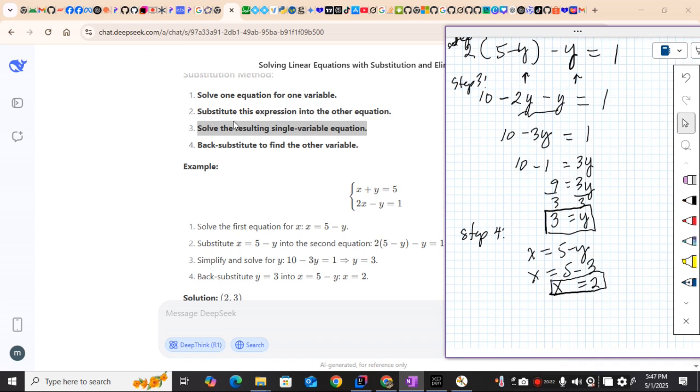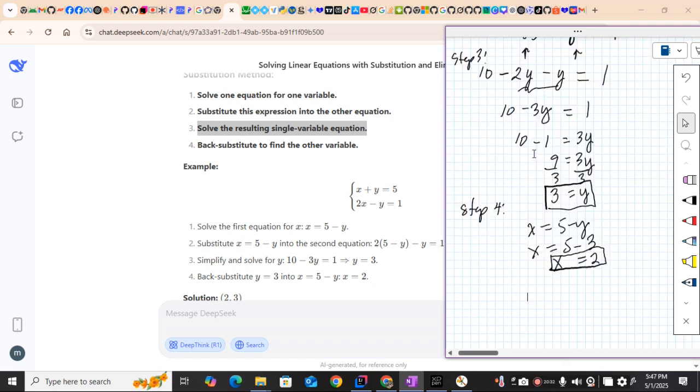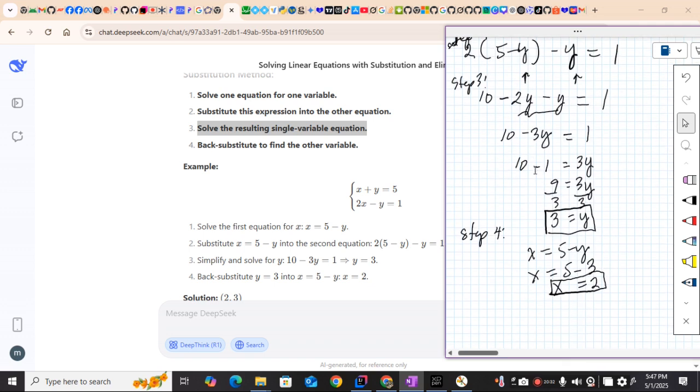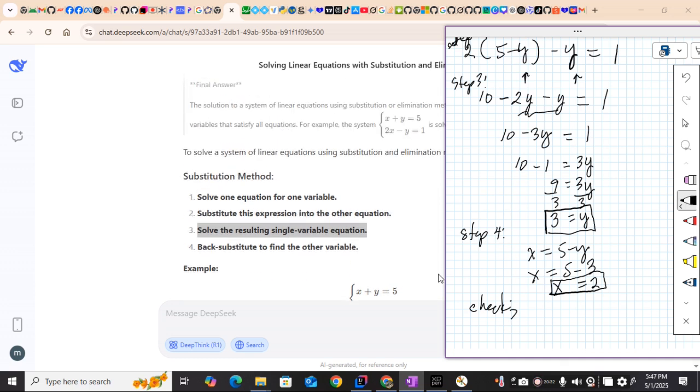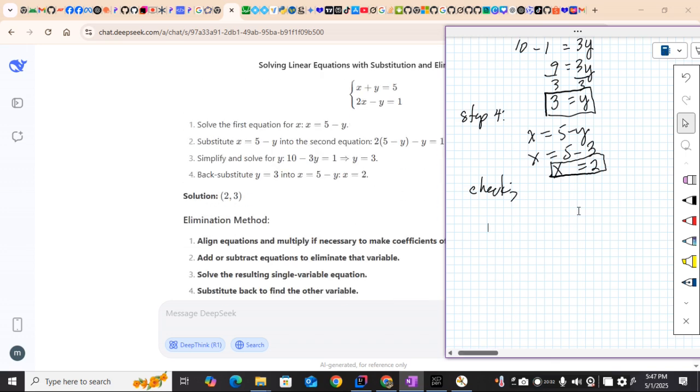Now, of course, we can try to provide a check. An additional step is for us to check so that you could be assured of your answer. Again, let's use the other equation, which is 2x minus y equals 1. Our x is 2 and y is 3. So all we need to do now is multiply 2 by 2, so 4 minus 3 equals 1. And indeed, it is correct.